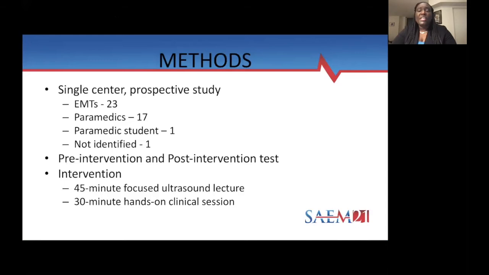Each attendee was given a pre-test that consisted of 10 questions. The questions focused on pathologies that can be found during an EFAST exam. Each attendee participated in a 45-minute focused ultrasound lecture, followed by a 30-minute hands-on clinical session. After the hands-on clinical session, attendees were given 10 questions. The pre and post questions were identical. Both the pre and post tests were scored and the means were compared. Of note, each correct answer was worth 1 point and no point was deducted for an incorrect answer.